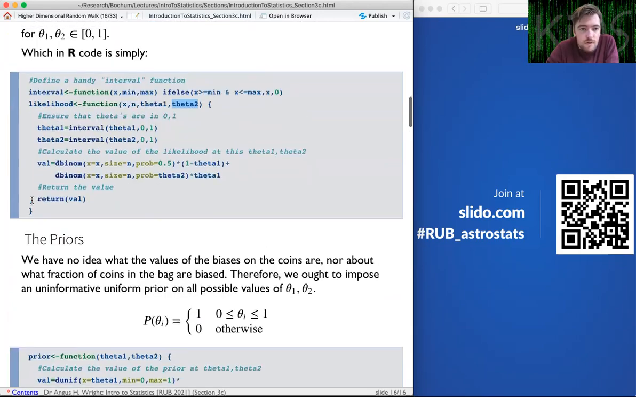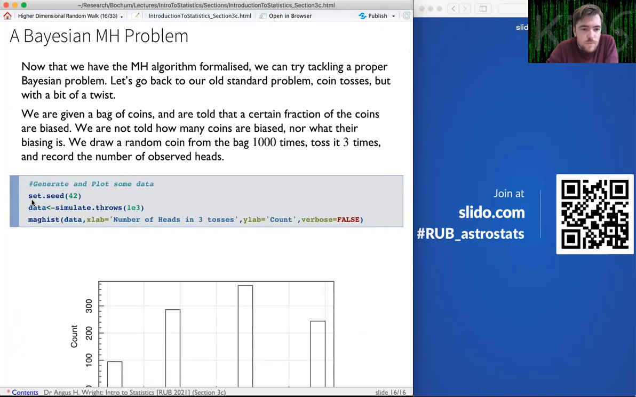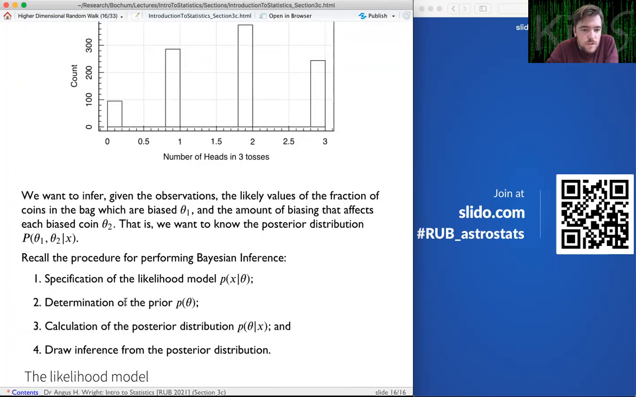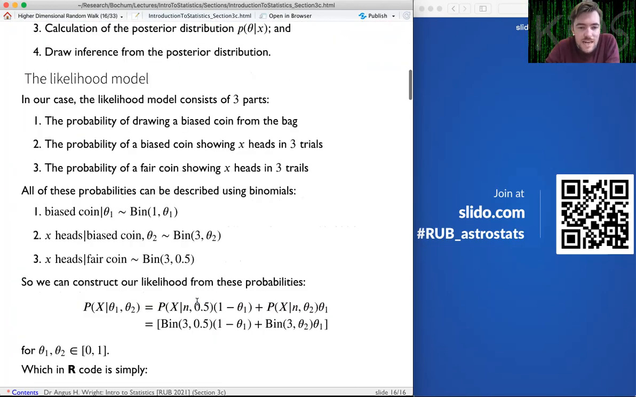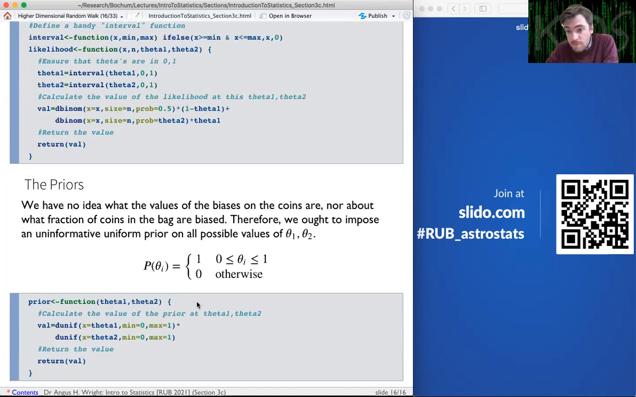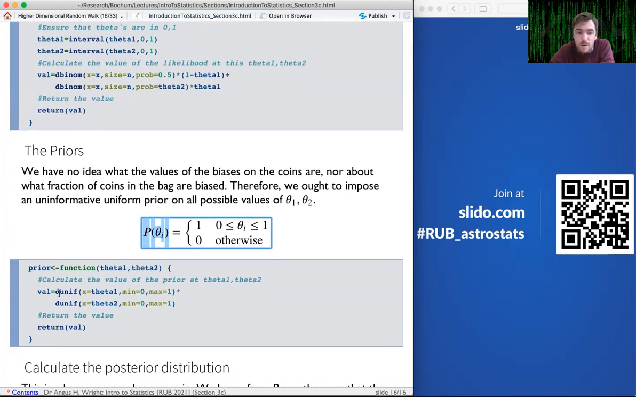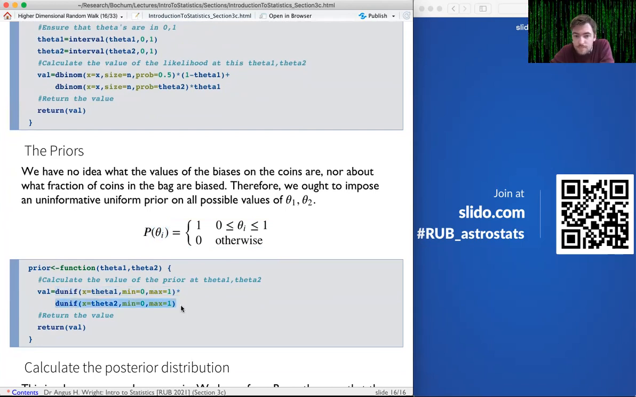We then have to define the prior. Step 2 in this process is defining the prior. Determination of the prior. The prior here is easy. We have no idea what the values of the fraction of biased coins is, and we have no idea what the biasing is. So the prior on both thetas is just the uniform distribution between 0 and 1. Okay? So the prior is trivial to calculate.